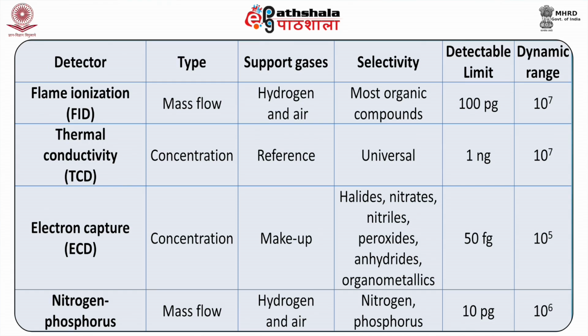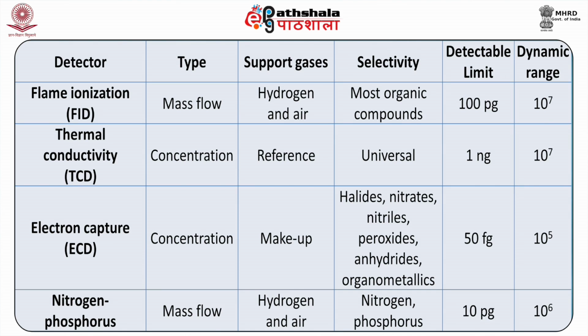Next is thermal conductivity detector. Type is concentration, support gases reference, selectivity universal, detectable limit is 1 nanogram and dynamic range is 10 raised to power 7. Next is electron capture detector. Type is concentration, support gases makeup, selectivity halides, nitrates, nitriles, peroxides, anhydrides and organometallics. Detectable limit is 50 femtograms and dynamic range is 10 raised to power 5.